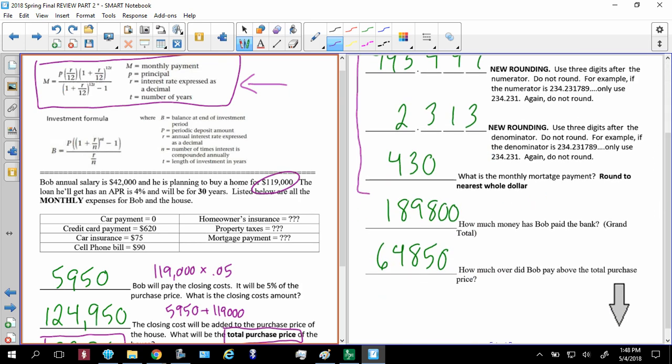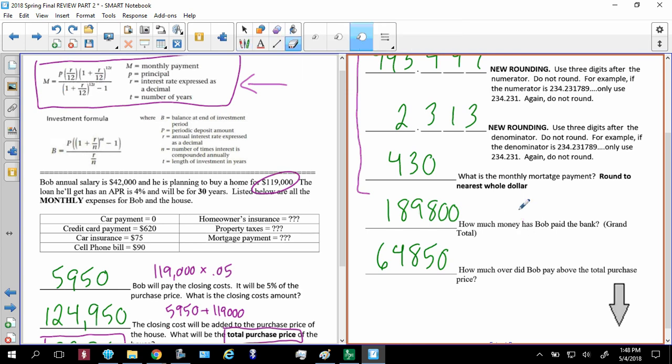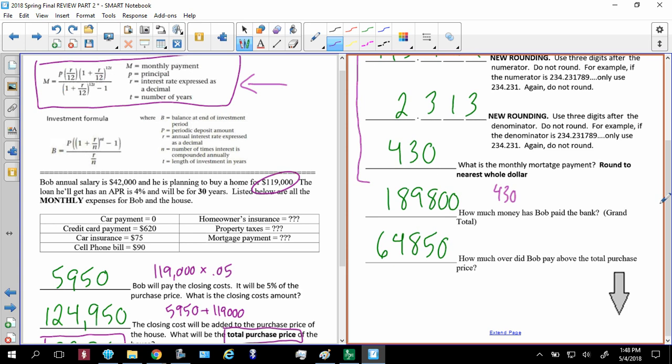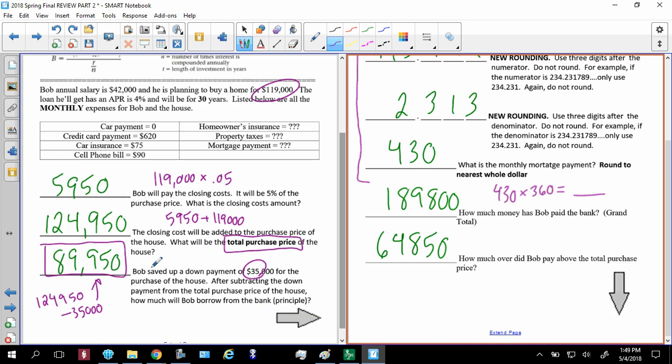All right, so how much money has Bob paid the bank? Now, this question can be interpreted many different ways, but in this class, he is paying $430 for the next, let's see, that is a 30-year mortgage. Wow. For the next 360 months of his life. But he also paid $35,000 in down payment. So I'm going to add $35,000. So that means over the 30 years, he has paid $189,800.